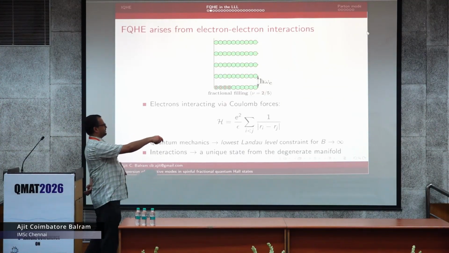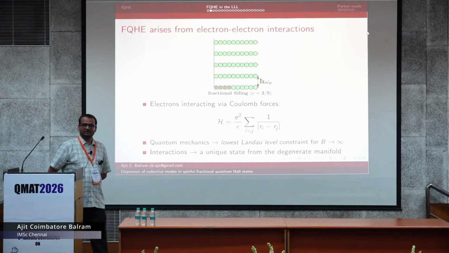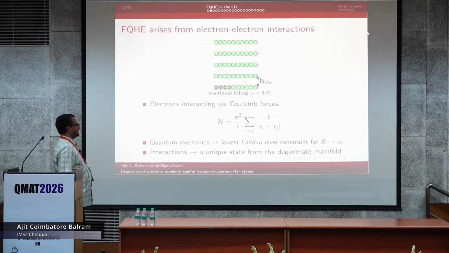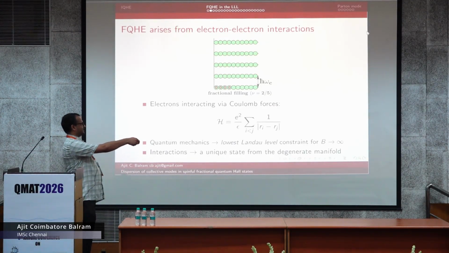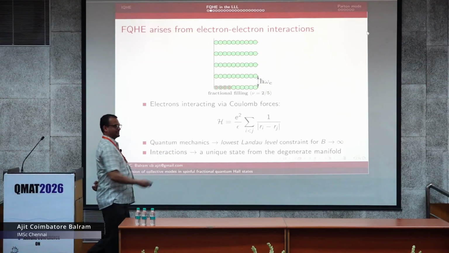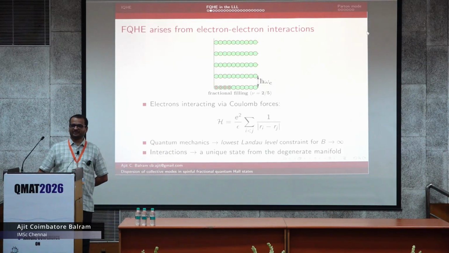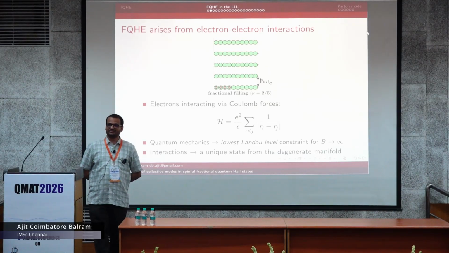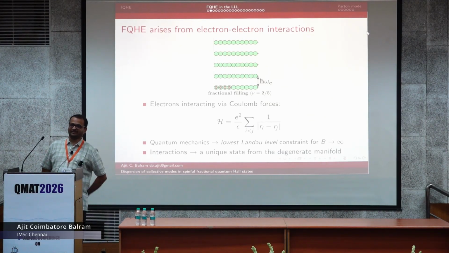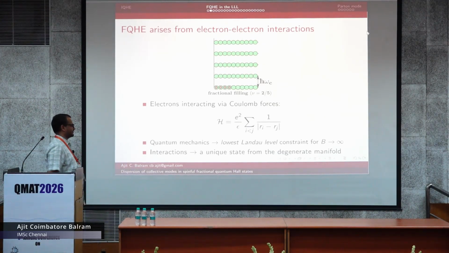So here is an example of filling factor 2/5. I have 4 electrons occupying 10 orbitals. And the Hamiltonian is fairly easy to state. Electrons are charged objects, so they just interact via Coulomb forces. So this is a simple Hamiltonian that one can write. It's an extremely simple Hamiltonian to state, but a very difficult problem to solve, because we don't even know how to solve 3 particles interacting with each other. So what hope do we have of solving so many particles interacting with each other?